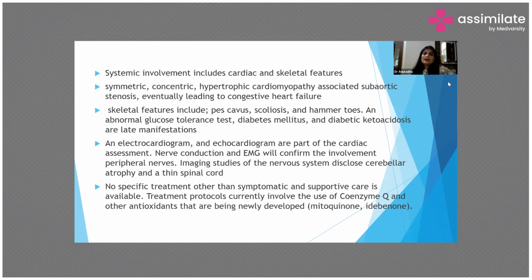Various systems like cardiac and skeletal muscles may be involved. The cardiac system may present as hypertrophic cardiomyopathy associated with aortic stenosis, leading to CHF. Skeletal muscle involvement may present as pes cavus, scoliosis, hammer toe, abnormal GTT, and diabetes mellitus. So it is a multi-system involvement in Friedreich ataxia.